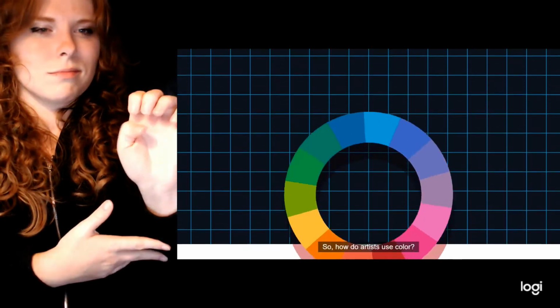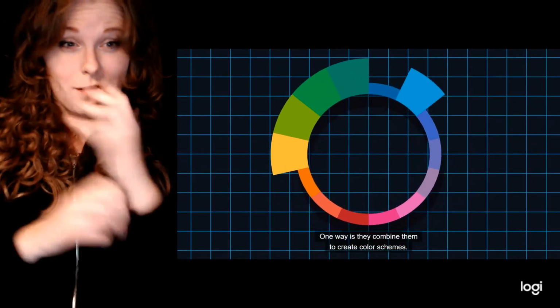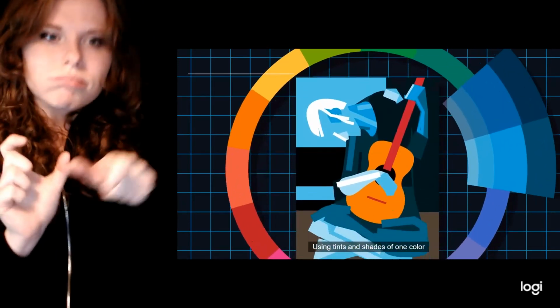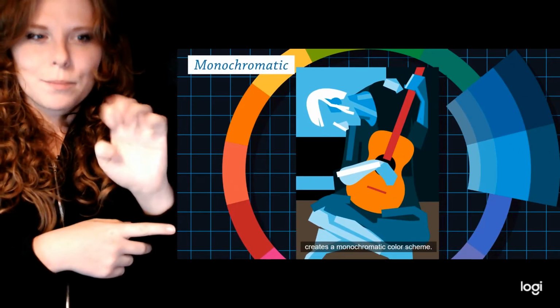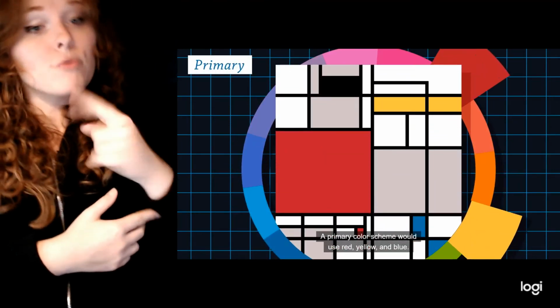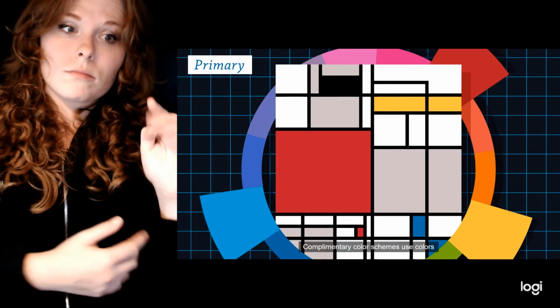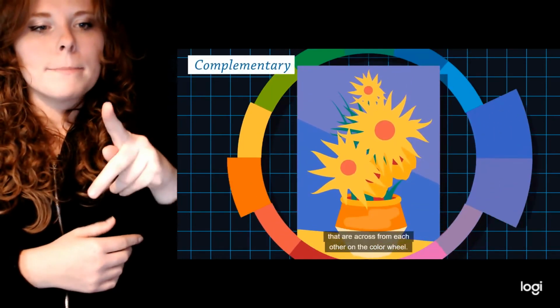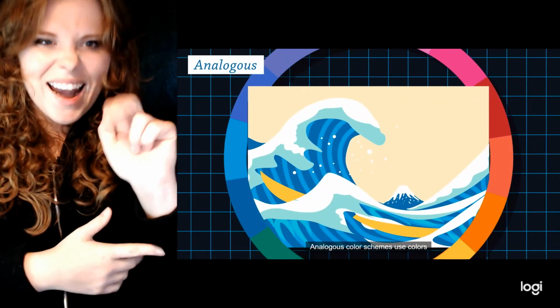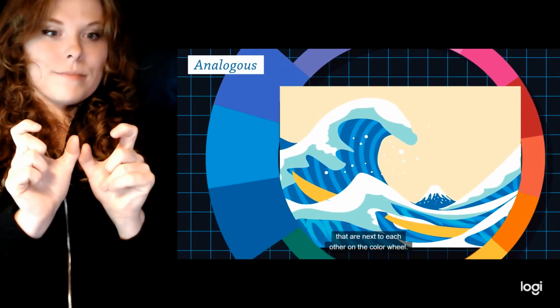So how do artists use color? One way is they combine them to create color schemes. Using tints and shades of one color creates a monochromatic color scheme. A primary color scheme would use red, yellow, and blue. Complementary color schemes use colors that are across from each other on the color wheel. Analogous color schemes use colors that are next to each other on the color wheel.